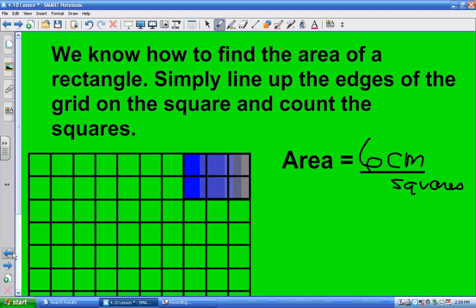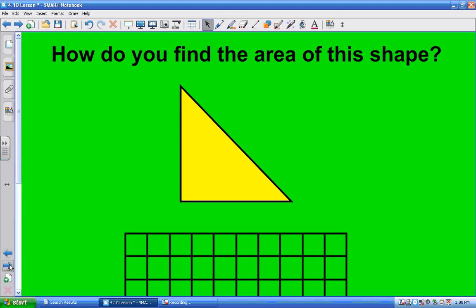All right, so we know the grid on a rectangle is pretty easy. All you do is grab the grid, put it on the rectangle, and count the squares. We know that here we have 6 squares. You have 1, 2, 3, 4, 5, 6. So that means your answer is 6, right? But what happens when we turn the page and you have this?